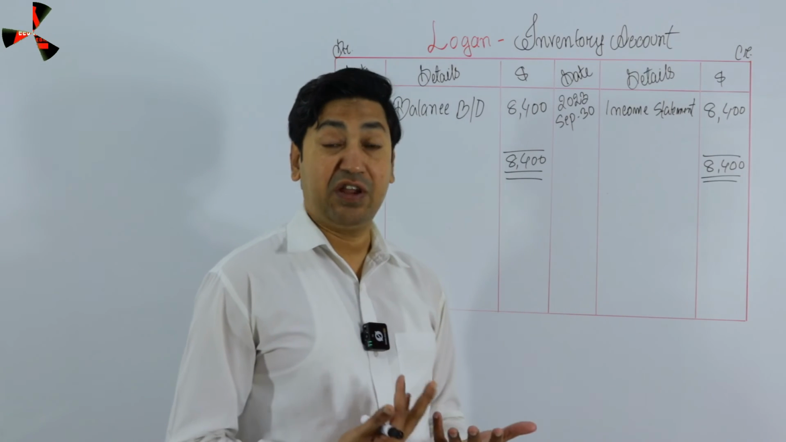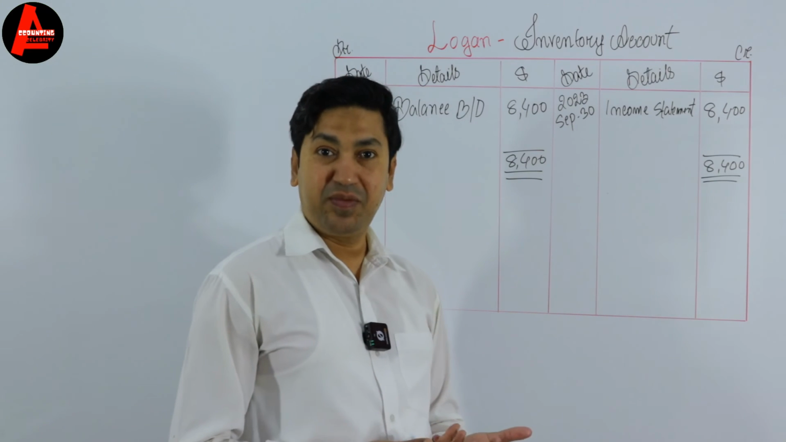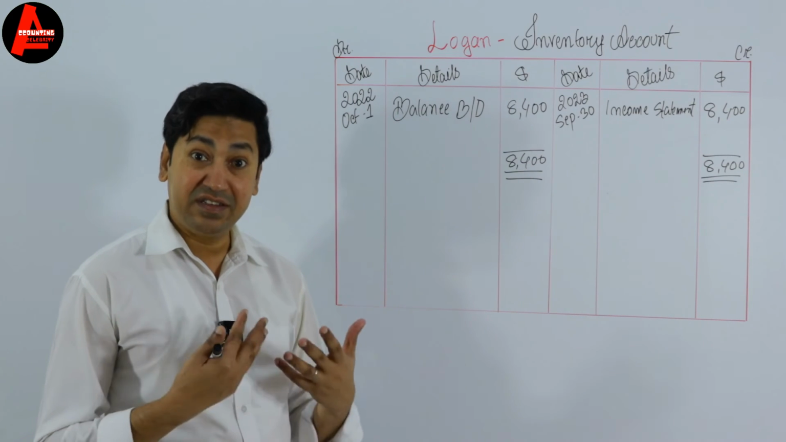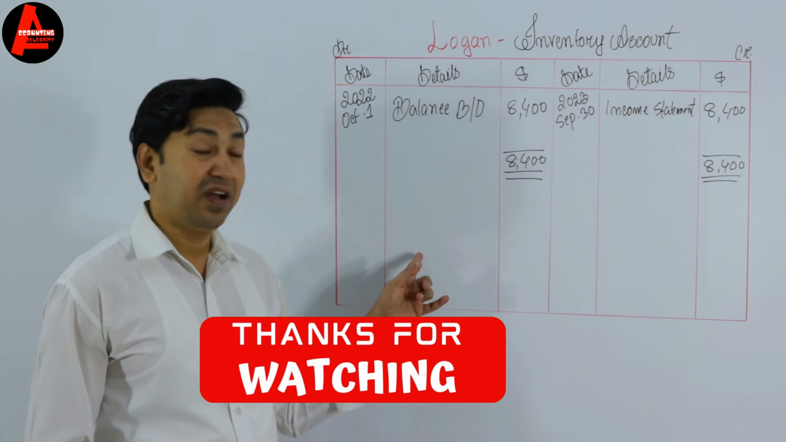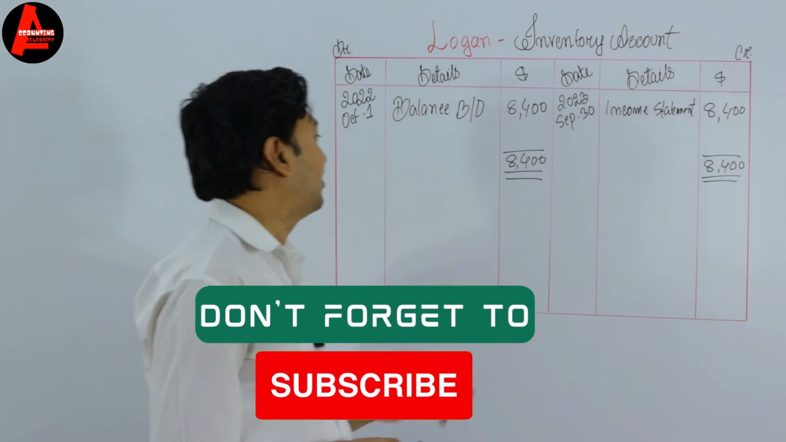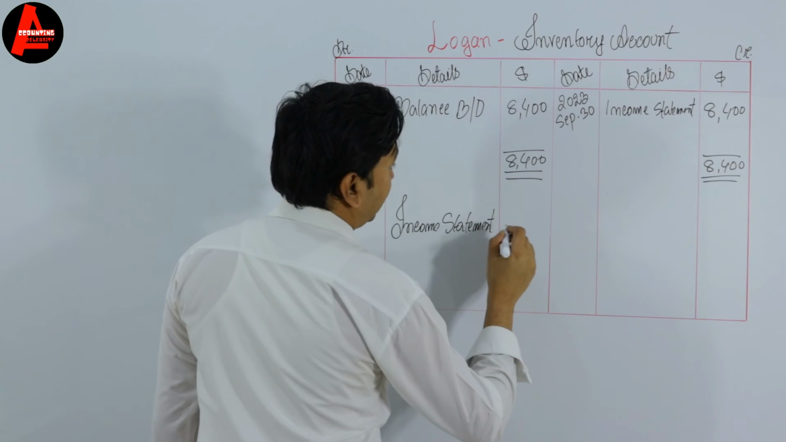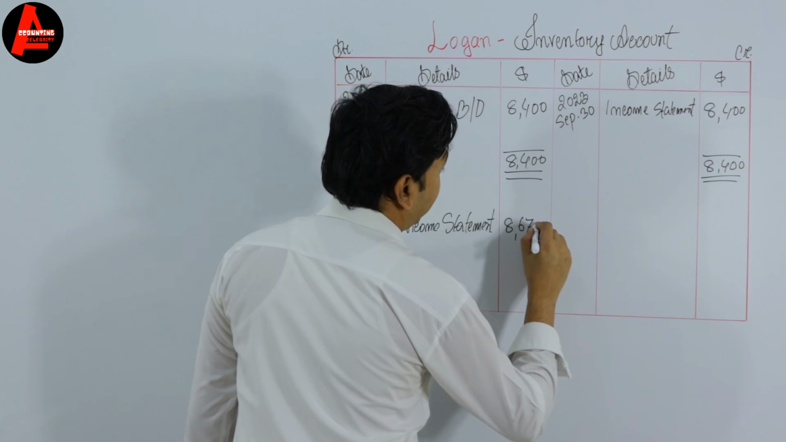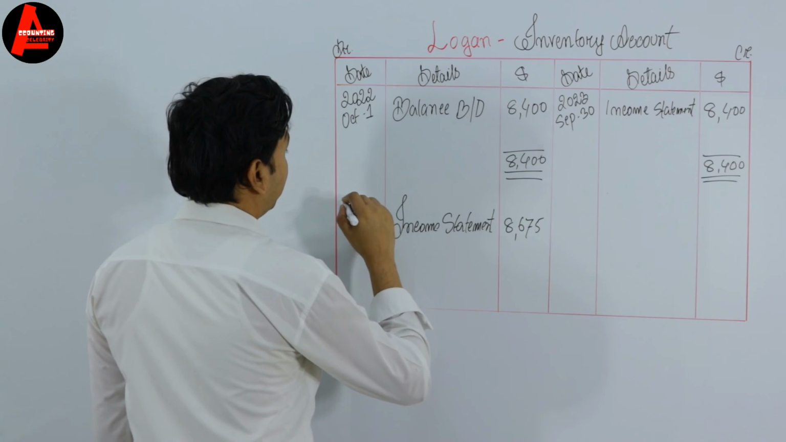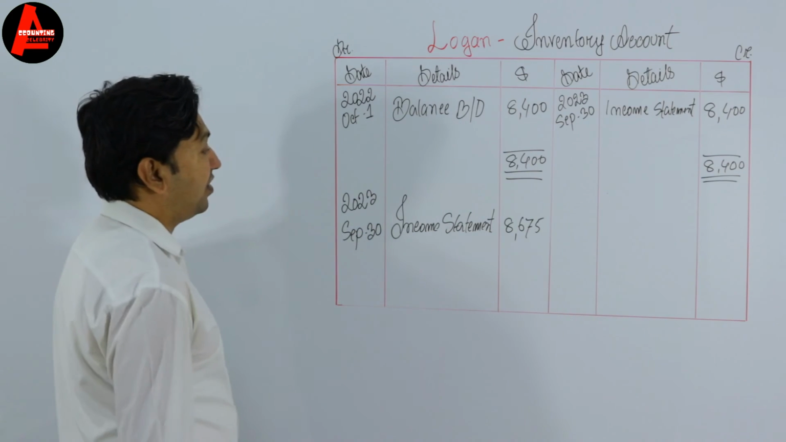After subtraction, what entries does the business make? Inventory account is to be debited and income statement account is to be credited, the opposite of opening inventory. Inventory is a debit account, so we come to the debit side and write the corresponding account, which is income statement. The amount is $8,675, and the date is the last day of the financial period, 2023 September 30. So done.